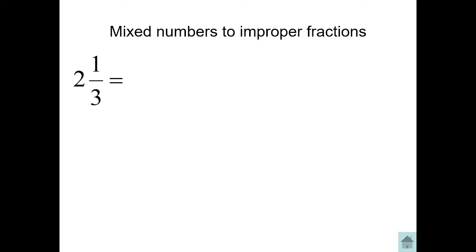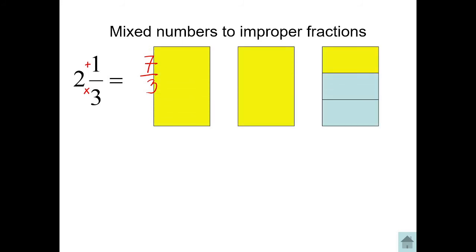How do you transform mixed to improper? Do you still remember the concept here? Multiply the denominator by the whole number, then add the numerator. 3 times 2 is 6, plus 1 is 7 over 3. Just copy the denominator 3. Now, I will be showing you how we get 7 over 3.